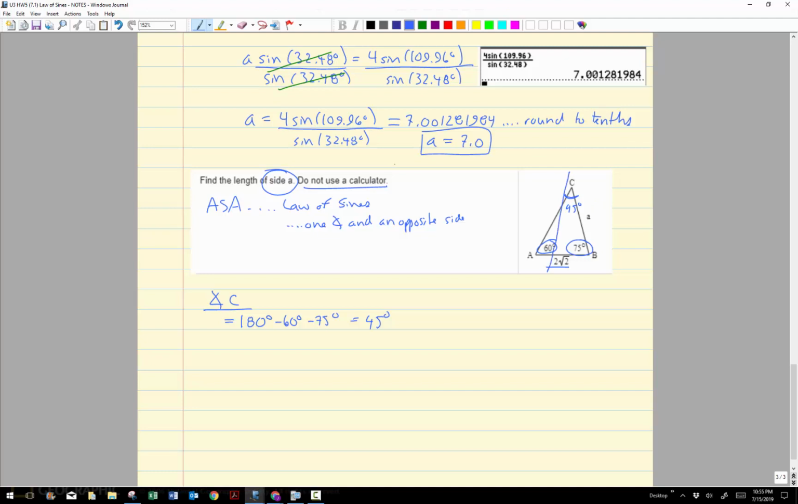Now I know an angle and its opposite side, so let's go ahead and set up law of sines. Remember, I want to find A, so I want to use sine of 60 and the side of A. So this would be the sine of 45 degrees over 2 root 2 is equal to the sine of 60 degrees over A. If you wanted to look at which one we're using here, we're using the sine of C over side C equals the sine of A over the side of A.